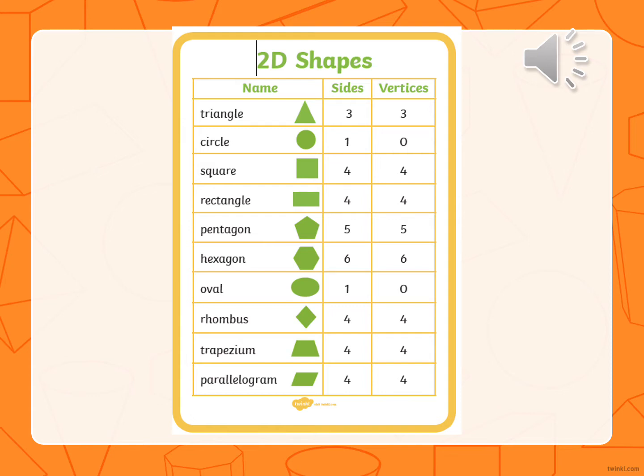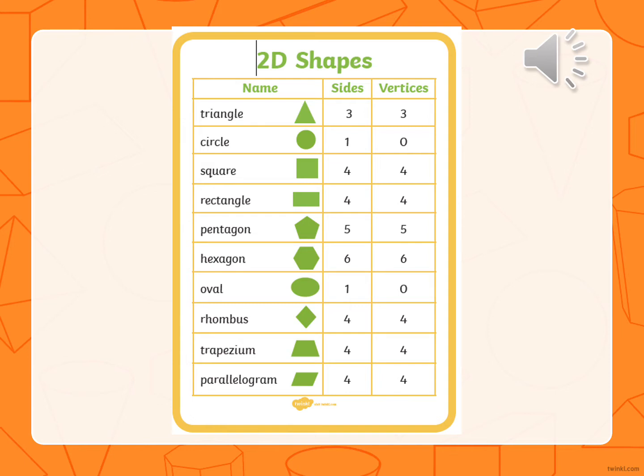Circle has 1 curved side and no vertices. A square has 4 equal sides and 4 vertices. Rectangle has 4 sides and 4 vertices, 2 sets of equal sides. Pentagon is a 5-sided shape and has 5 vertices. Hexagon is a 6-sided shape and has 6 vertices.